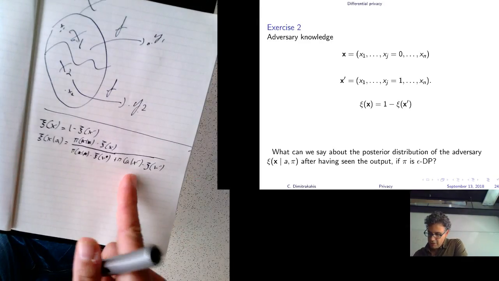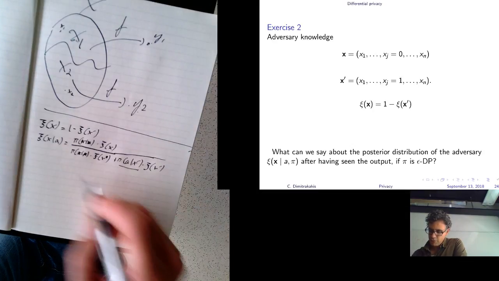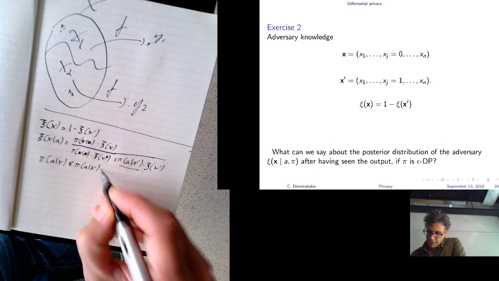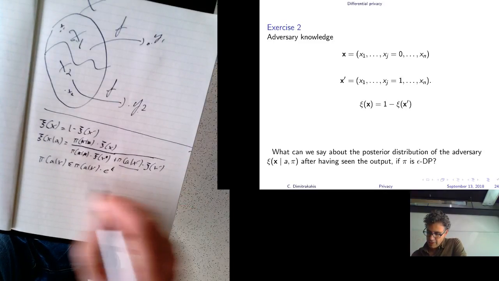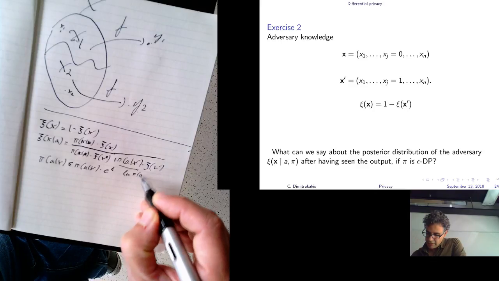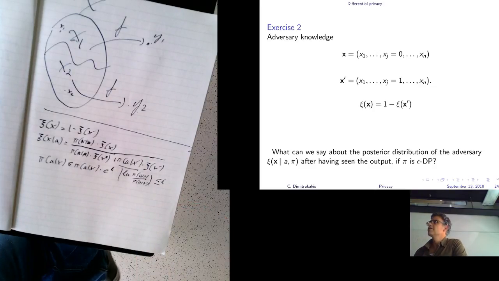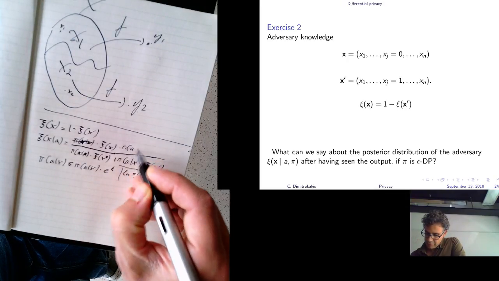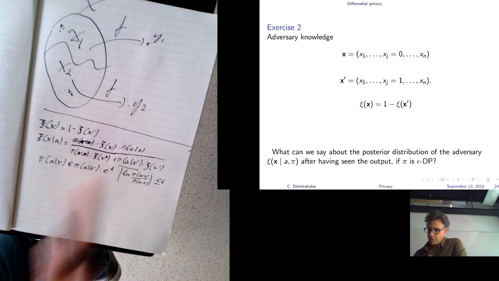So now we see that if we change x to x prime, because we know the mechanism is differentially private, we know that p of a given x is smaller or equal than p of a given x prime times e to the epsilon. That's the definition. So if you remember, this is the same as saying that the absolute value of ln of p of a given x over p of a given x prime is bounded by epsilon. It should be a given x, yeah. P of a given x. Okay.